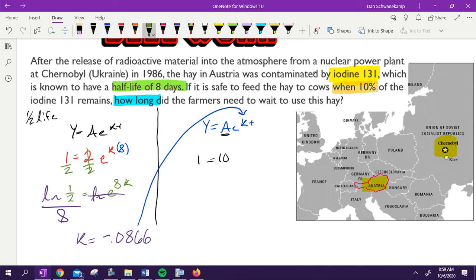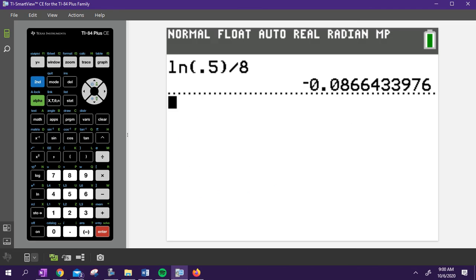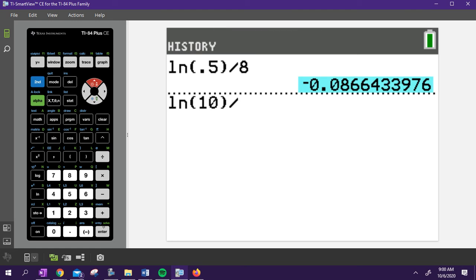So we got that set up. e, we know what our k is. It's going to be that negative 0.086 number, and divide by 10, or multiply by 10. t, whatever. Divide by 10, divide by 10. Natural log, natural log. So natural log of 1/10, and I'm going to divide it by k, and that's going to tell me the time. Natural log of 10, divide by my k.